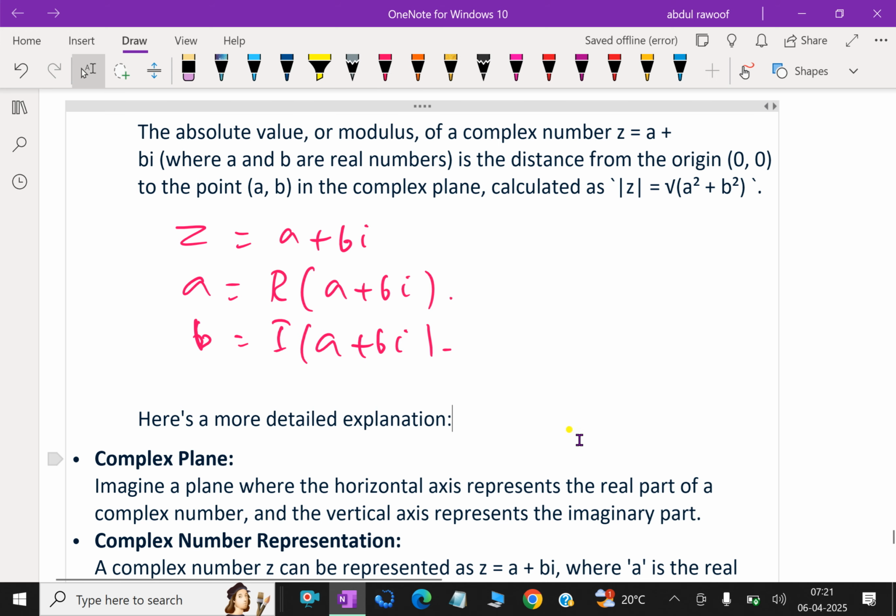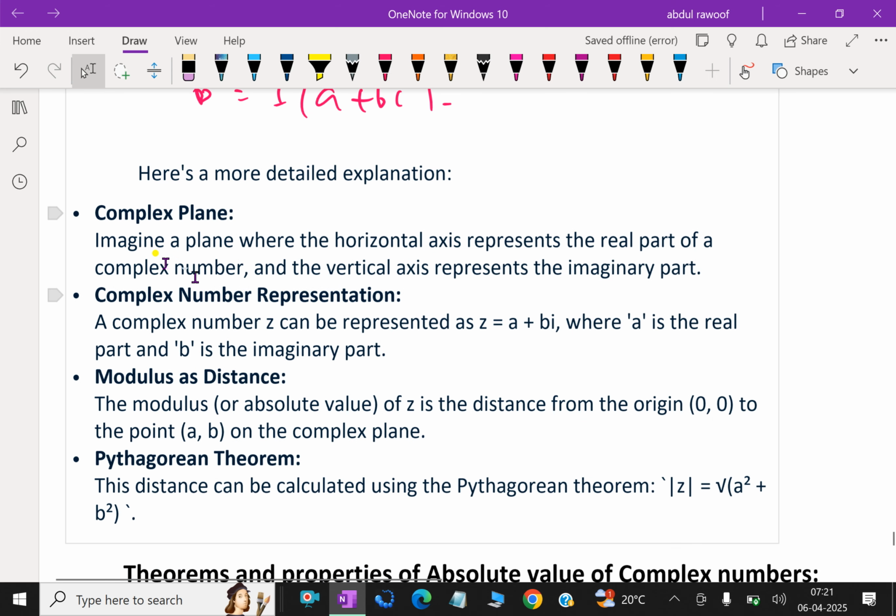Here's some detailed explanation. Complex plane. What is the complex plane? Imagine a plane where the horizontal axis represents the real part of a complex number and the vertical axis represents the imaginary part. Complex number representation: a complex number z can be represented as z equal to a plus bi, where a is the real part and b is the imaginary part.